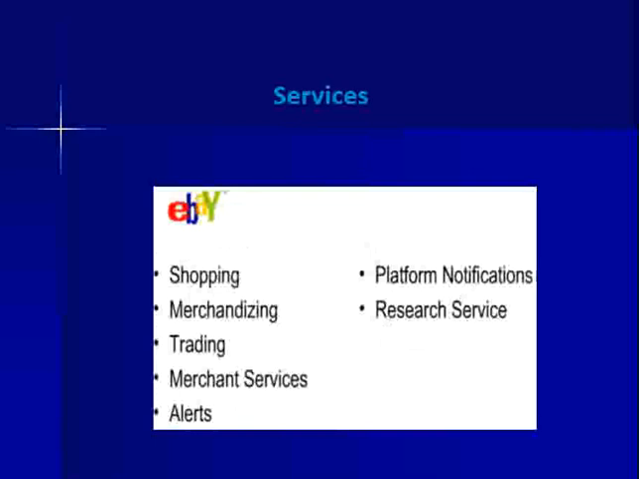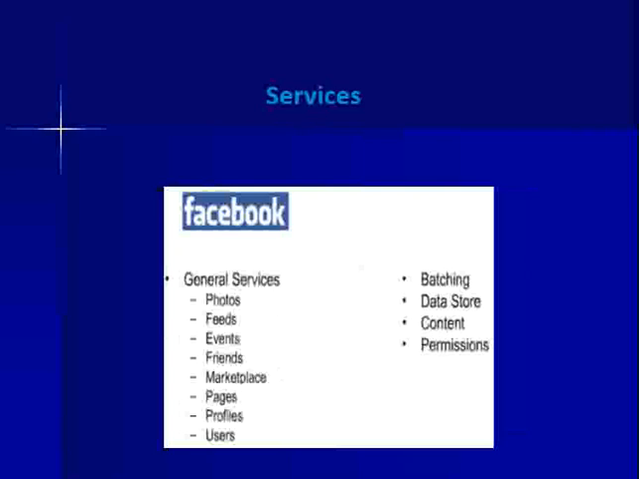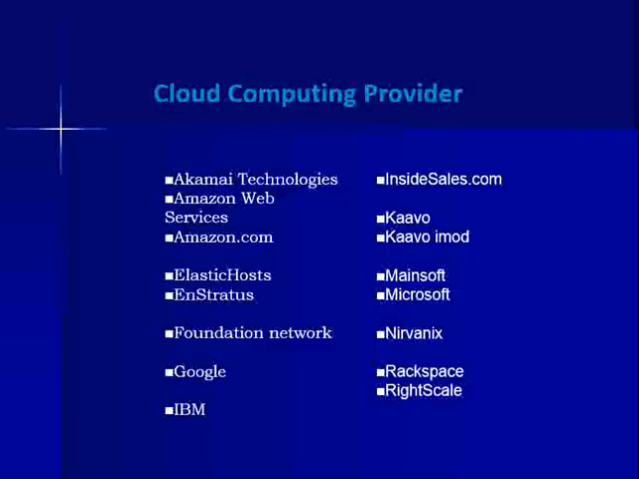Now, eBay is also one of the companies that uses cloud computing, and they manage the data for shopping, merchandise, trading, merchant services, and research services. Okay, Facebook is also a company that uses cloud computing for storing photos, events, and friend lists and pages for different organizations and profiles for different users.